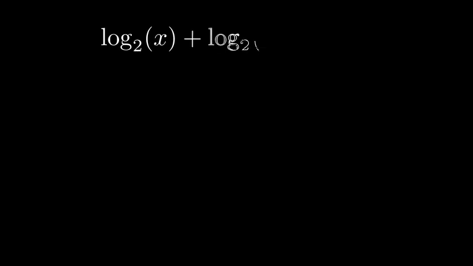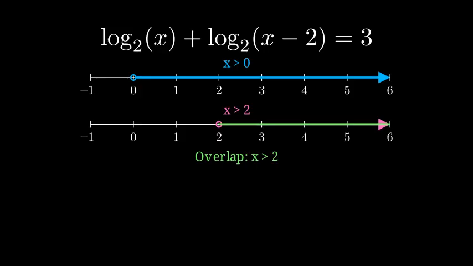We start with the original equation. Log base 2 of x plus log base 2 of the quantity x minus 2 equals 3. Before we solve, we must find the safe zone.